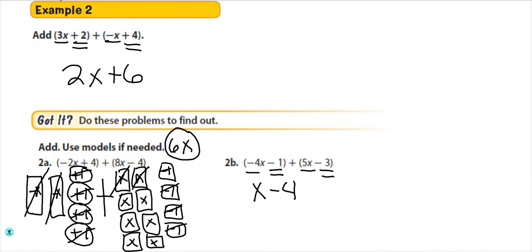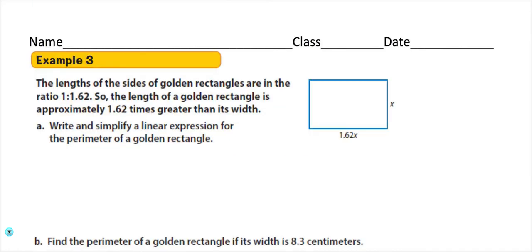All right, let's go ahead and turn the page. So we have example 3. It says the lengths of the sides of golden rectangles are in the ratio 1 to 1.62. So the length of a golden rectangle is approximately 1.62 times greater than its width. Part A, write and simplify a linear expression for the perimeter of a golden rectangle.